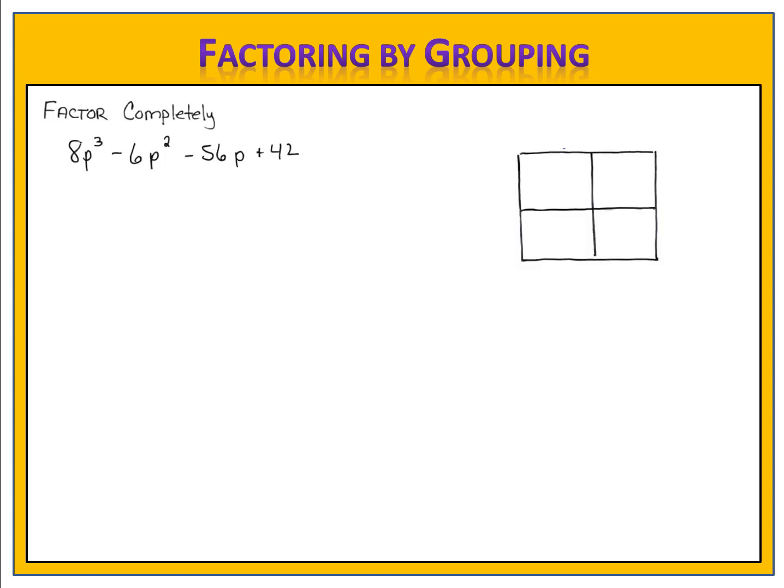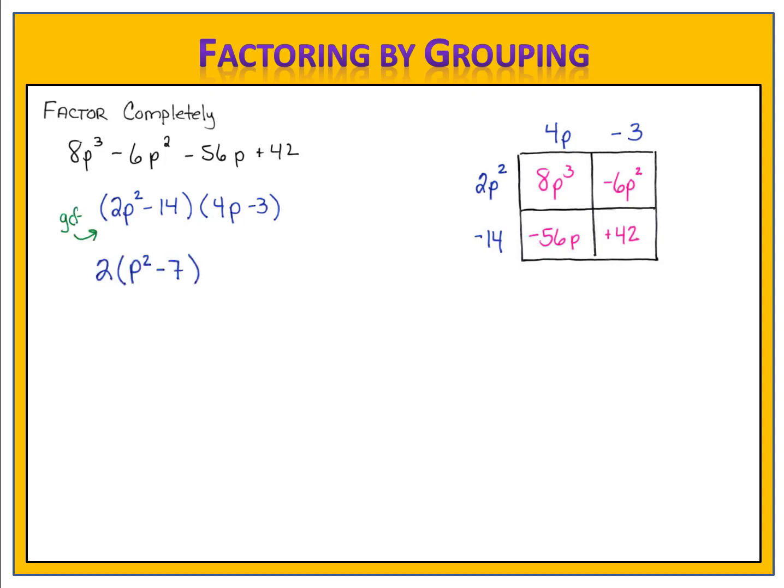Option 1 is to start with the grid, writing the terms of the polynomial in the grid, finding the common factor of the top terms, which is 2p to the second, and then using multiplication to fill in the numbers around the grid. That leaves us with two factors, 2p squared minus 14 and 4p minus 3. Notice that we have a greatest common factor in our first term. So we have 2 times p to the second minus 7 times 4p minus 3. That's our polynomial in factored form.